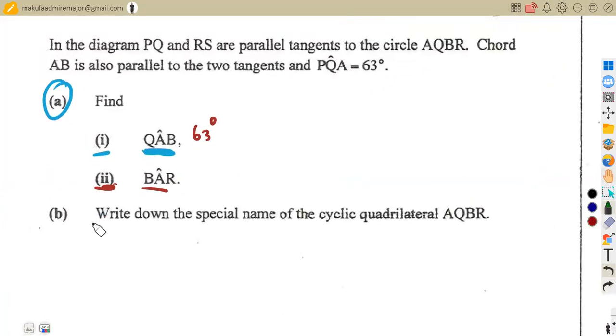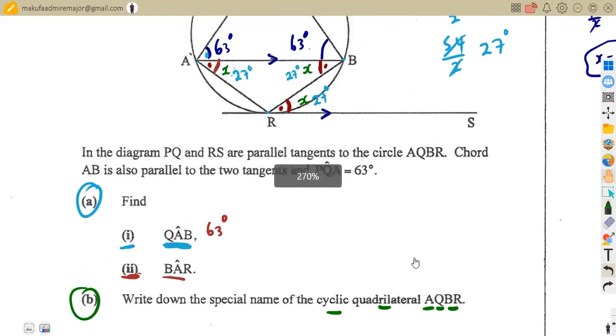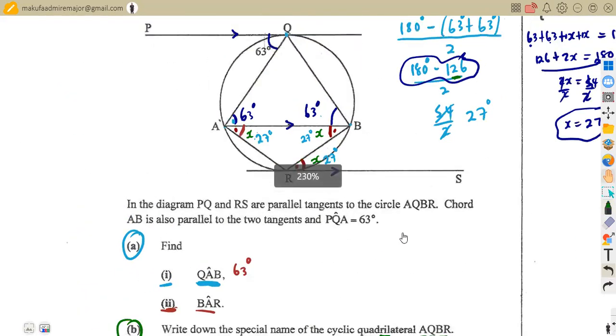Then now they are saying, write down the special name of the cyclic quadrilateral AQBR. What is going to be the special name of this quadrilateral AQBR in this case?